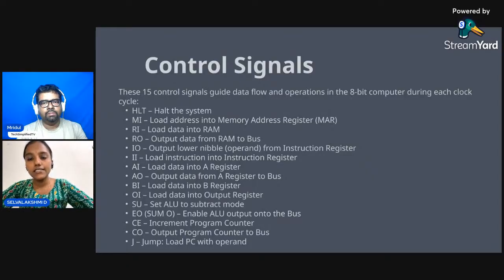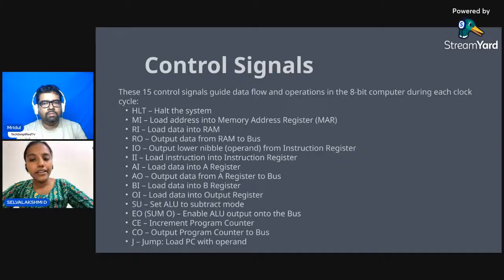These are the control signals with which our entire computer works. And similar to this, our laptops and PCs also perform operations using control signals. Halt means it halts the system. If halt is high, the entire system gets halted. MI is load address into memory address register, that is MAR, and RI and RO are RAM input and output operations, II and IO are instruction register input and output operations. All of this is inputted to the bus. We have one single common bus, and with that bus, we can input or output data.